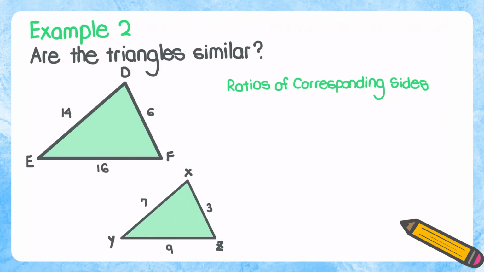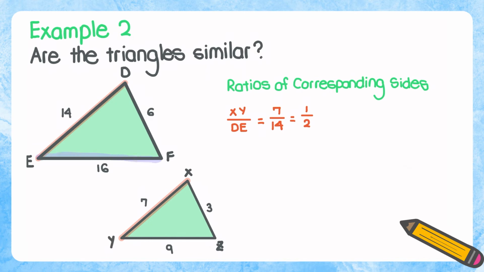Here's another example. Are these triangles similar to each other? We have triangles DEF and XYZ. So let's look at our first pair of corresponding sides. Side DE corresponds to side XY. So XY over DE equals 7 over 14, which simplifies to 1/2. And if you're unsure about how we simplified that part, please let me know.